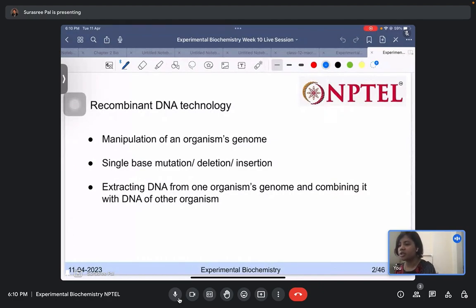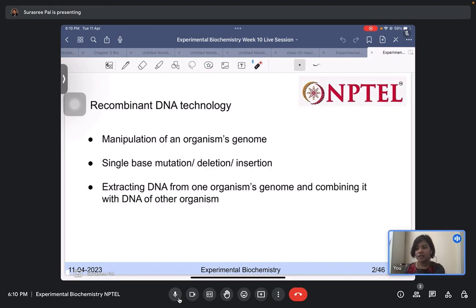Now, single base mutation means a change in one single nucleotide of the DNA, whereas deletion and insertion involve a certain stretch of the nucleic acid sequence. So either you can delete it or we can insert a foreign stretch of sequence in one particular DNA. So these are the changes that we try to manipulate on an organism's genome.